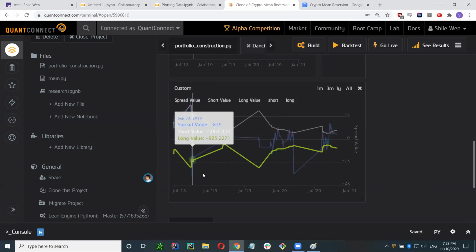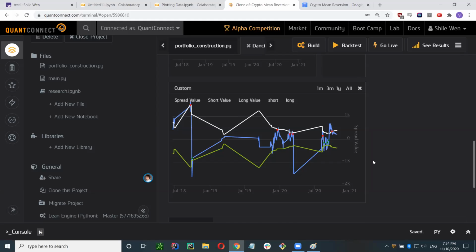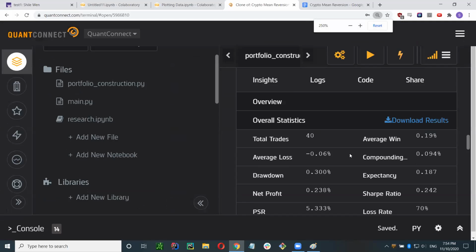Okay, so you can see here, the middle line is the theoretical value of the portfolio if we held it, and the line at the top is the upper bound. This is the lower bound. When we trip it, we buy here. You can see here the red diamonds.